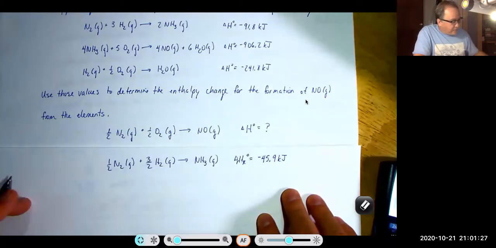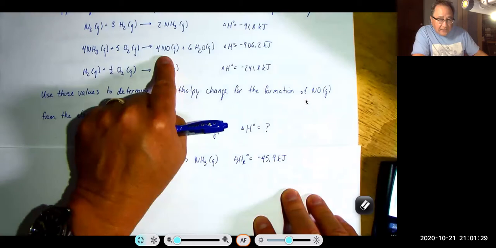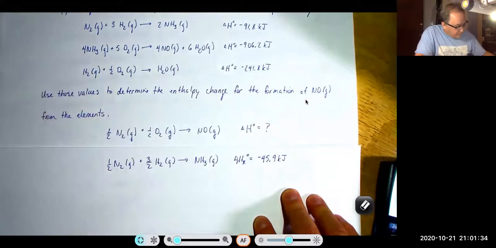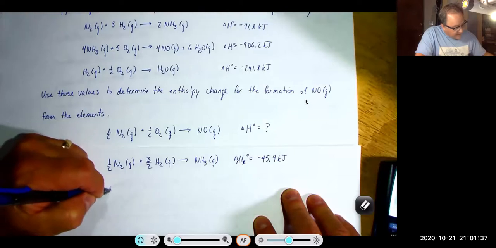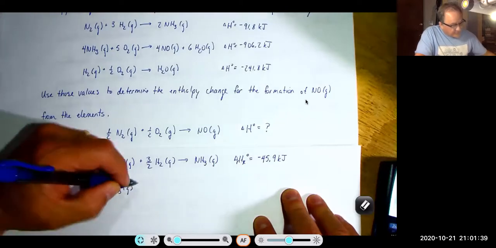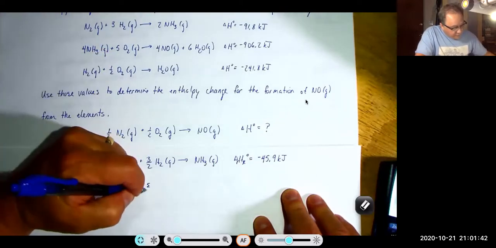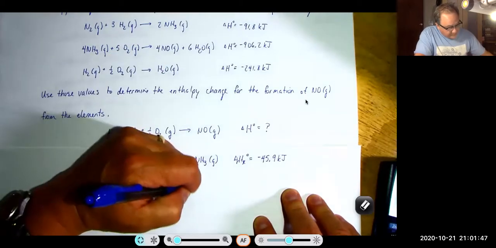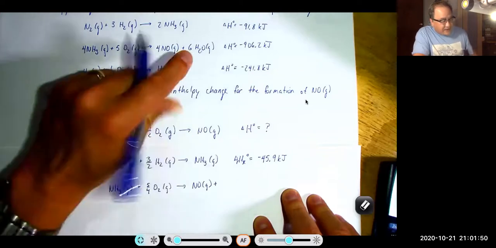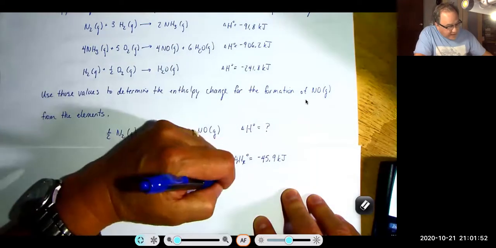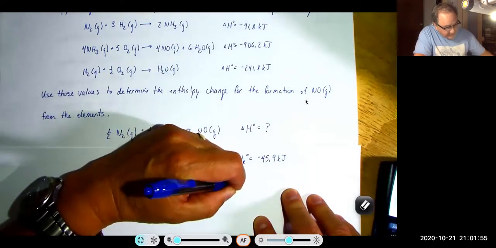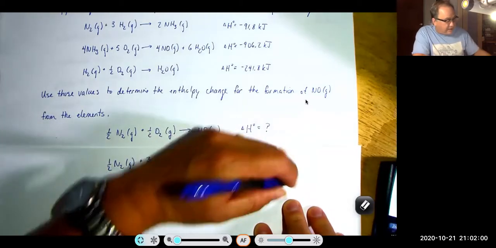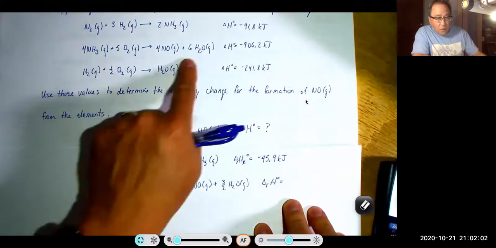Okay, now if we take a look at this next reaction, you see the 4NO2, and I only want 1, so I'm going to take everything and divide it by 4. So I'm going to get NH3 gas plus 5/4 O2 gas gives you NO gas. And 6 divided by 4 is the same as 3/2 H2O gas. And the enthalpy of this reaction is going to be this divided by 4.